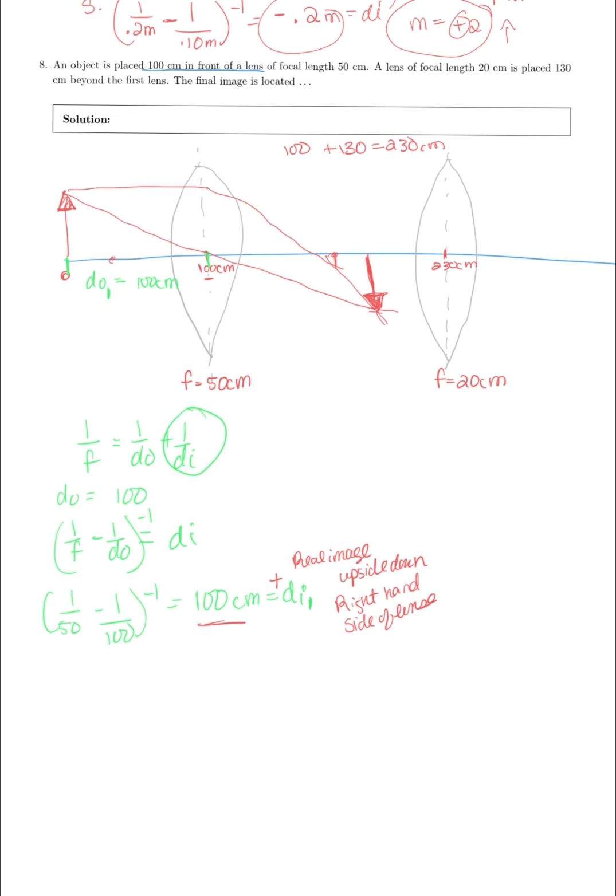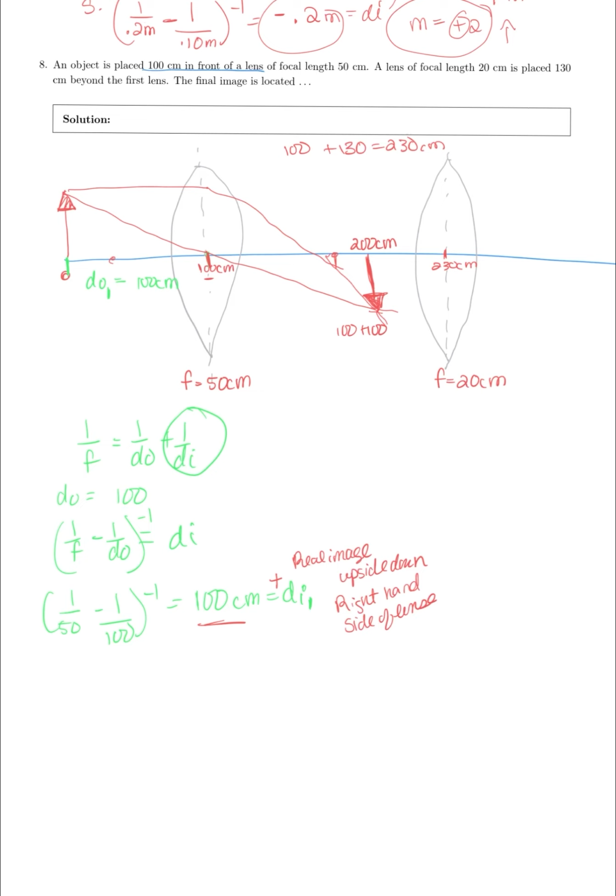Also, you can see that he's not just going to be here at 100 centimeters. He's going to be at 100 centimeters past the center of the lens. And because we know he's going to be on the right-hand side, this is going to be 100 plus 100 centimeters. So he is going to be located at 200 centimeters on our axis here. Okay, so now we're done with lens 1. So now we're looking at lens 2.